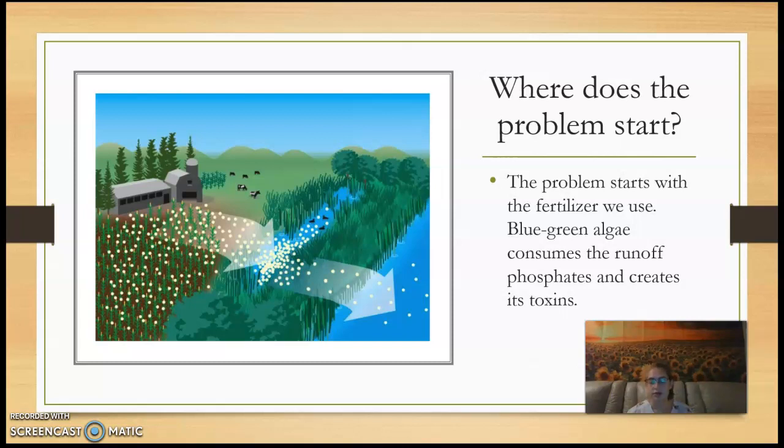The blue-green algae absorbs the phosphates from the runoff, and it thrives off of that. It grows. Another reason it grows so well is because we have so much runoff into our lakes. So it damages the environment, and the phosphates only help aid it in its growth and the toxicity that it naturally produces.